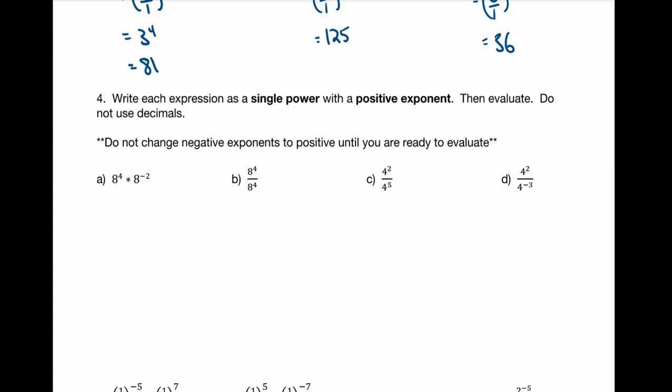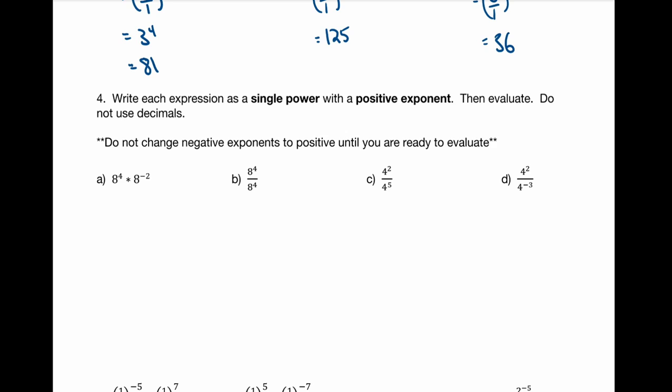Number 4. Number 4 is, again, the same thing, except we're going to combine some of our rules. So we want to write each expression as a single power with a positive exponent and then evaluate. And we do not want to use decimals. So if we get a negative exponent or a fraction, we do not want to use decimals. So I can't just enter this into a calculator. I need to actually use my power rules to express it as a single power, and then use my understanding of that to evaluate it.